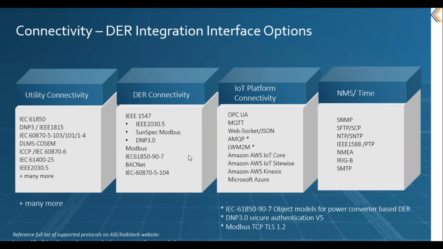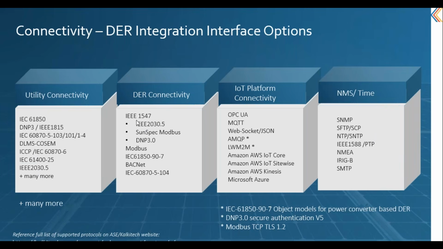About the connectivity interfaces with the field, the southbound, as well as northbound. These are the utility connectivity interfaces. You can connect over IEC 61850, DNP3, 60870-104, DLMS for connecting with the metering head-end systems, ICCP, that is Inter-Control Center Protocol, to connect with the SCADA systems or EMS systems, IEC 61400-25 to connect with the wind farm plants, and 2030.5 for the other DRs.